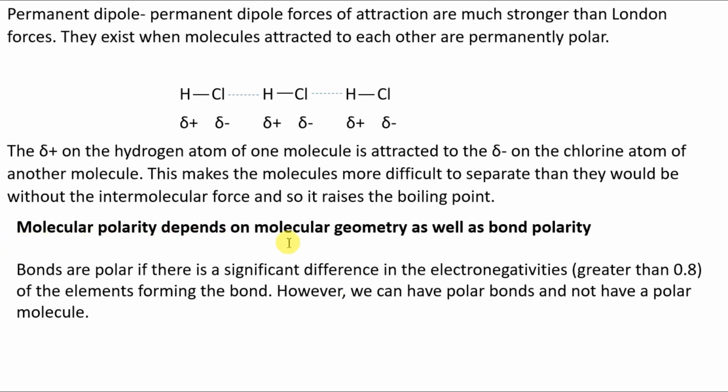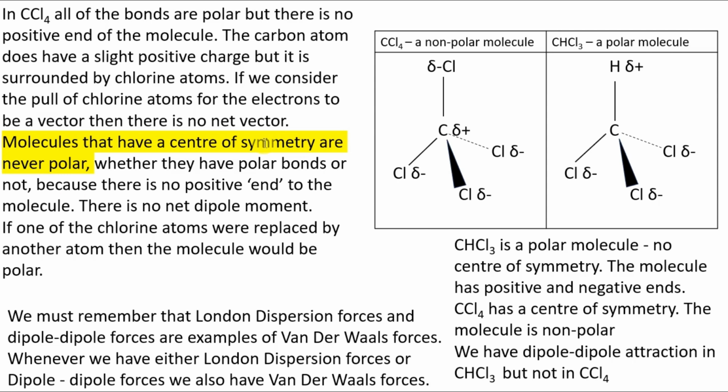Molecular polarity depends on molecular geometry as well as bond polarity. Bonds are polar if there's a significant difference in the electronegativities of the elements forming the bond. However, we can have polar bonds and not have a polar molecule. In CCl4, all of the bonds are polar, but there is no positive end of the molecule.